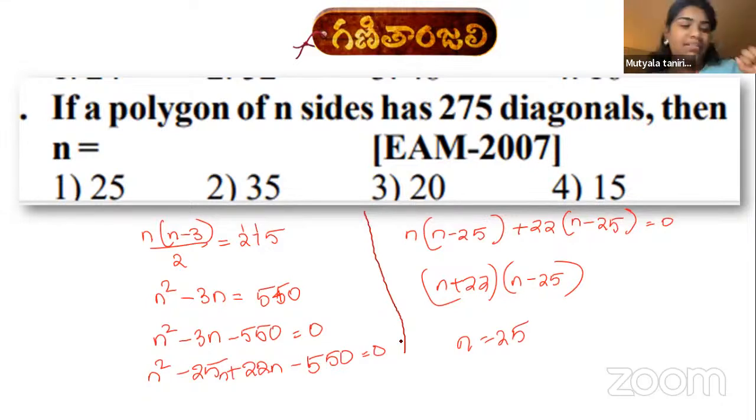So is it 25? Yes, because n cannot be minus 22. Since n cannot be minus 22, the option is 25 only. To save time, we can check the options. That means 25 times 22 by 2. Yes, sir, that is 275. 550 by 2, 275.